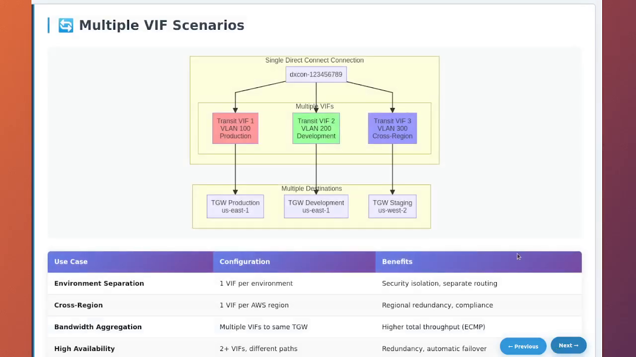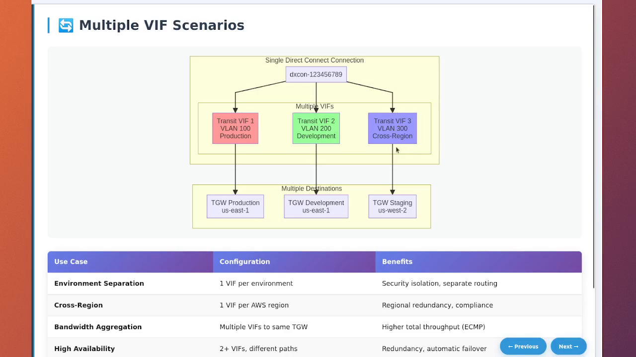Multiple VIF use cases. This is where Direct Connect really shines. The ability to create multiple logical connections on one physical connection. Environment separation is a common pattern. Production gets its own VIF for isolation, while dev and staging share another VIF for cost efficiency.